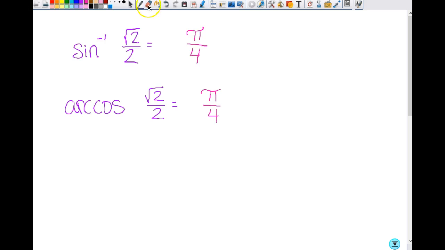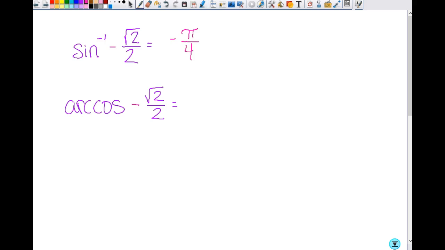Okay, so now I'm going to change this just a little bit, and instead of square root of 2 over 2, I'm going to make these negative square root of 2 over 2. So the sine inverse of a negative square root of 2 over 2. Is it still pi fourths? It is negative pi fourths. Right, because sine and cosine are both positive in the first quadrant. So we know pi fourths is not the answer to either one of these, right?